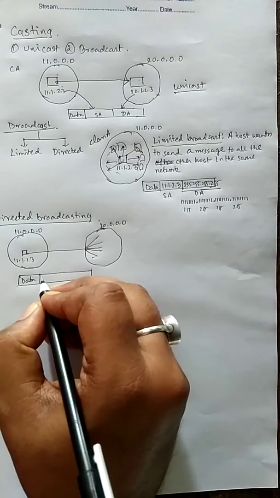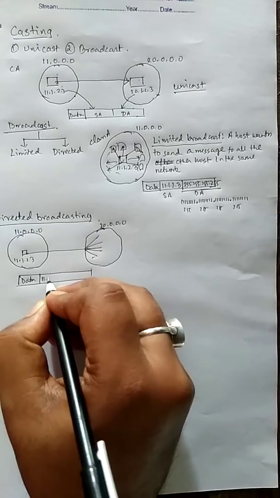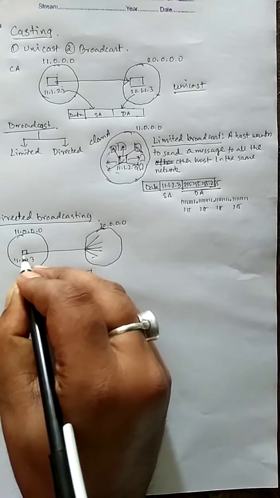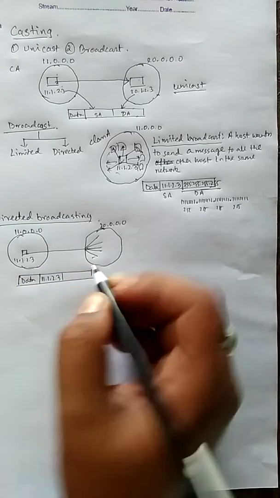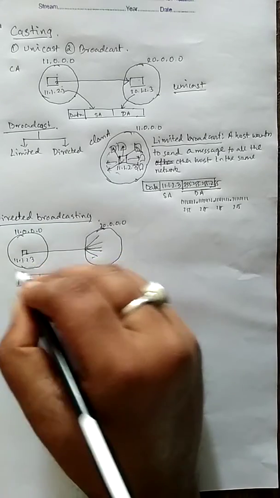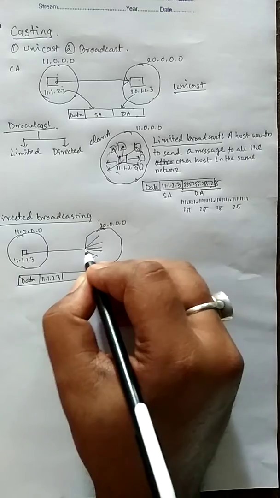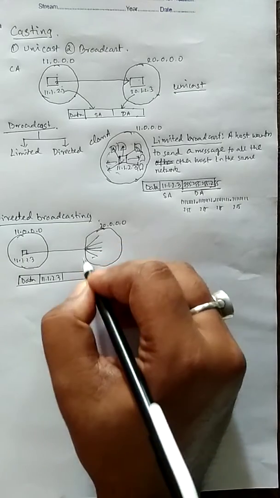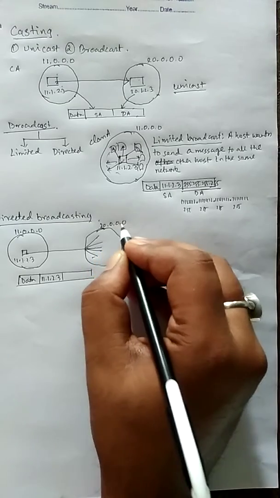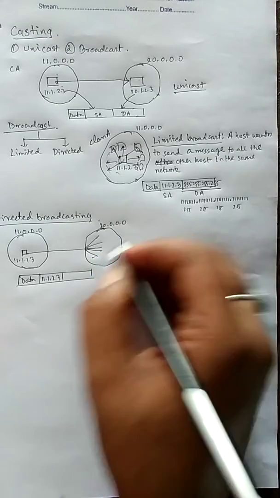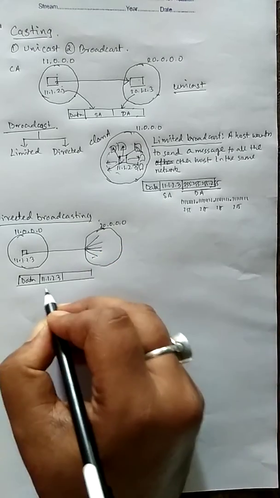The source IP address is 11.1.2.3, because the message is coming from this host, and the IP address of this host is 11.1.2.3. This message will be broadcast to all other hosts in another network, whose network ID is 20.0.0.0.